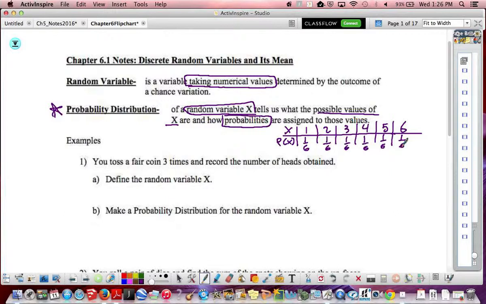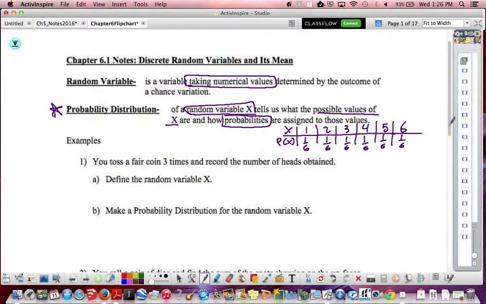So one of the things that I want you to be able to do today is to be given a situation that defines a random variable, be able to define it in terms of a variable x or y or z, and then be able to come up with this probability distribution. So that's what these first couple examples will ask you to do.